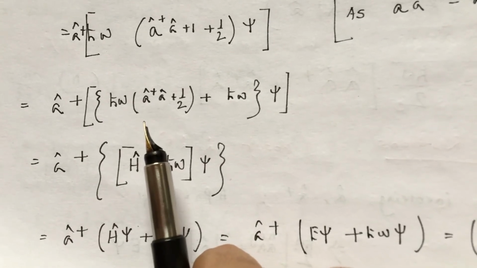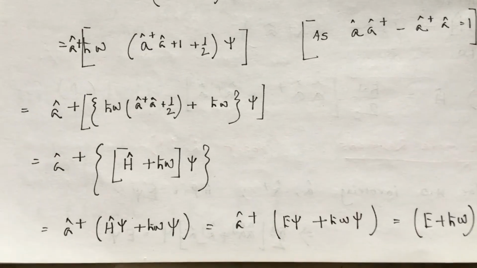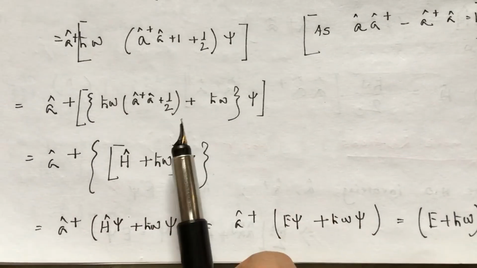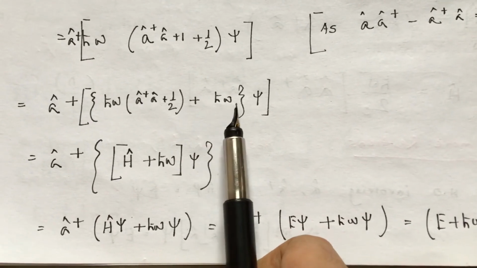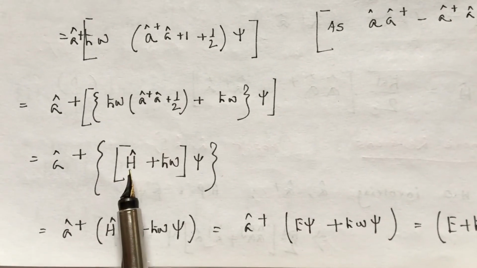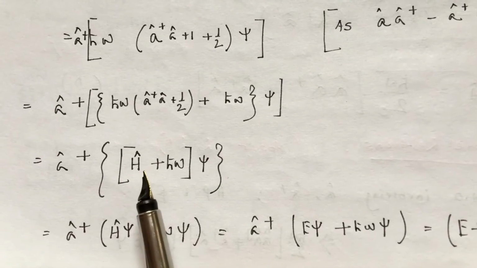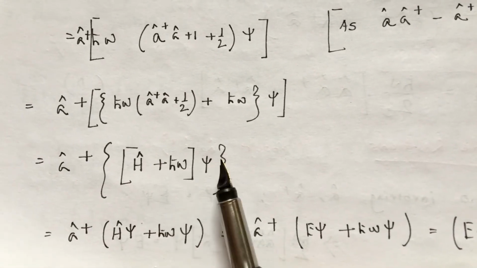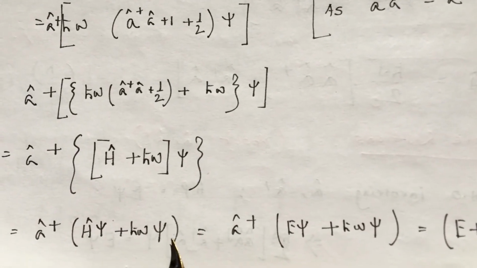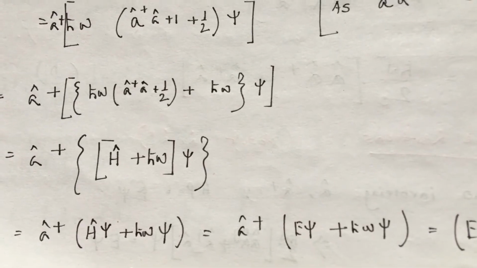Now if I multiply this H cross omega inside, I will get 1 H cross omega for this one. I have separated it from this thing because I need to substitute for this term with the Hamiltonian itself. So I have A dagger, the Hamiltonian itself plus H cross omega, and psi is there. And it can be written like H psi plus H cross omega psi. H psi is nothing but E psi. H cross omega psi is H cross omega psi.